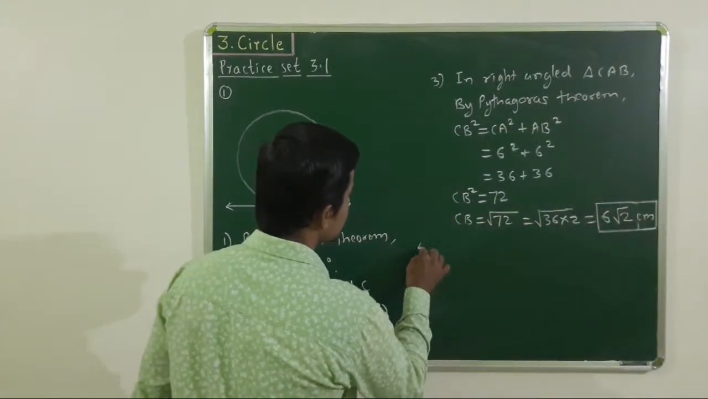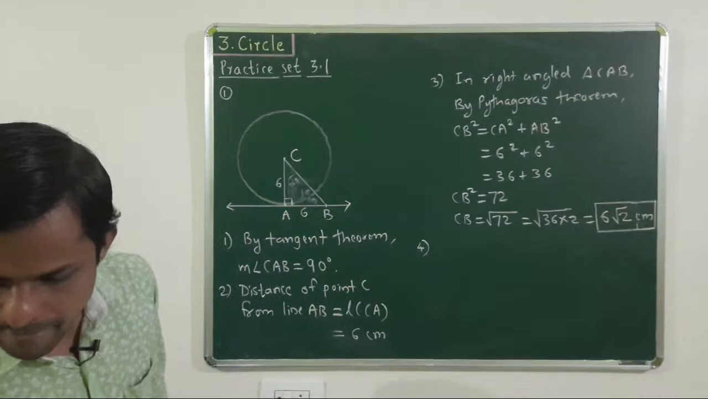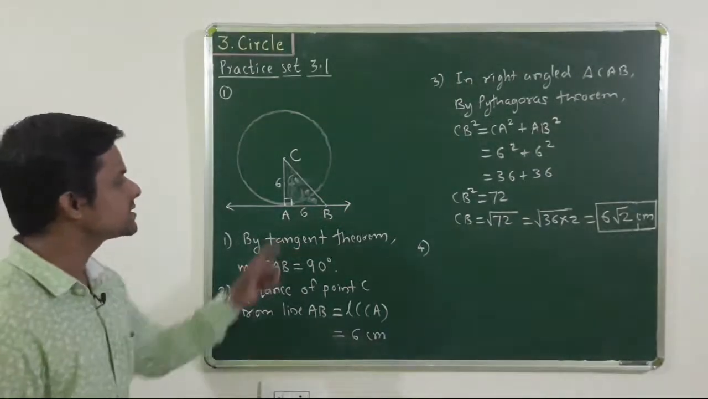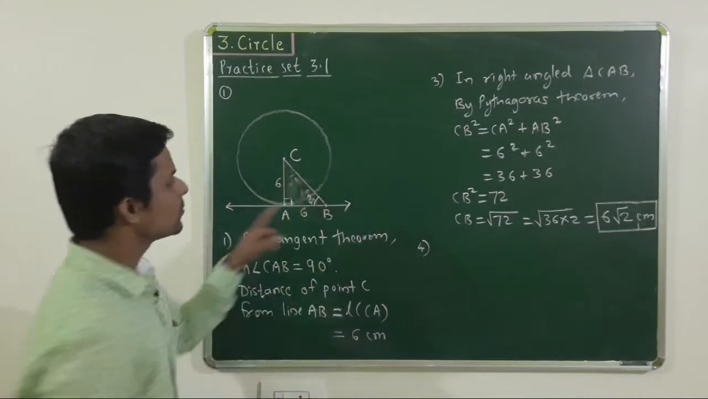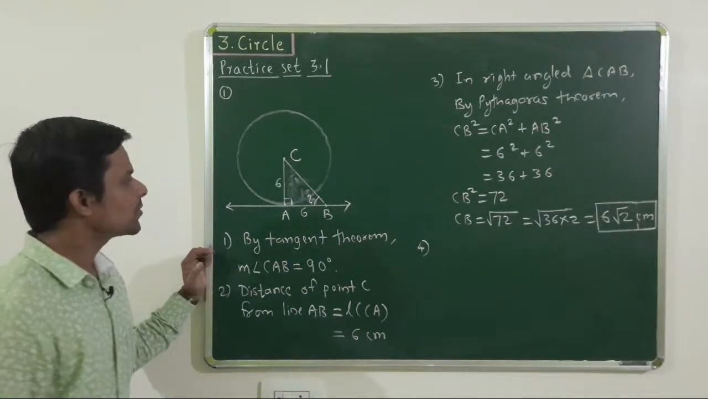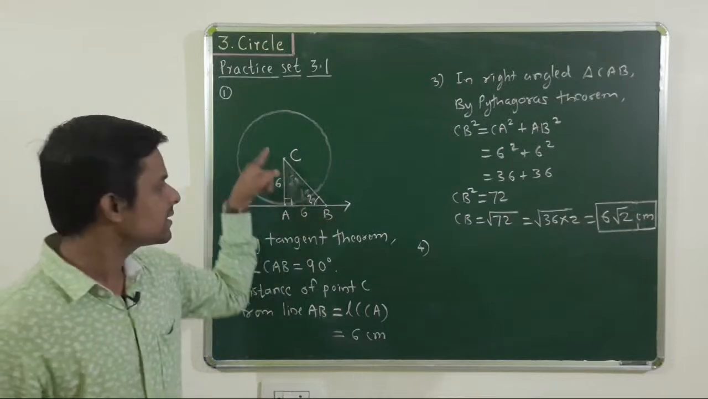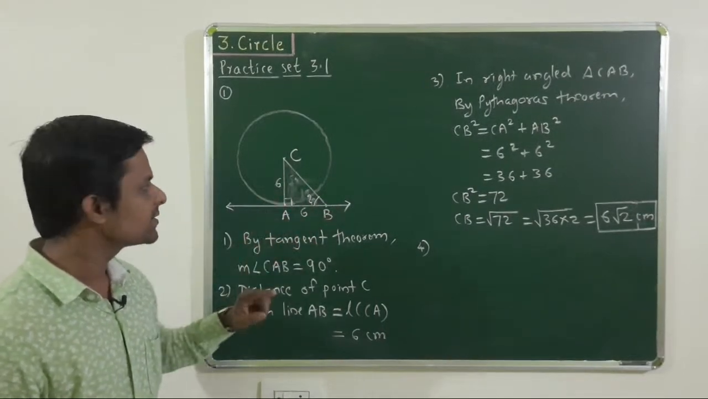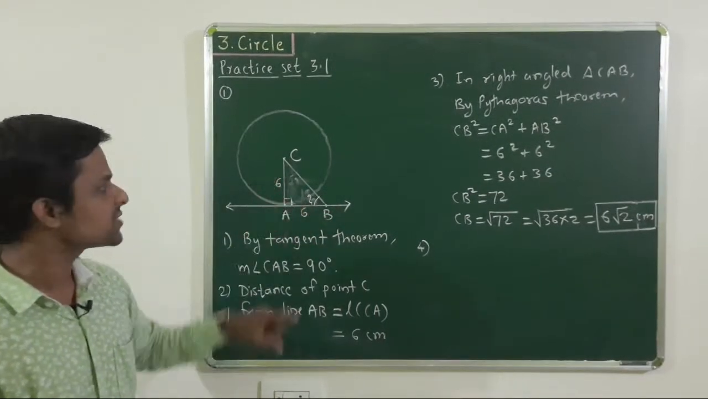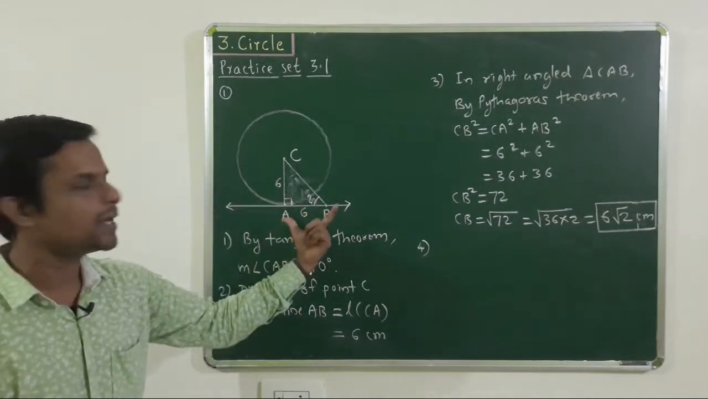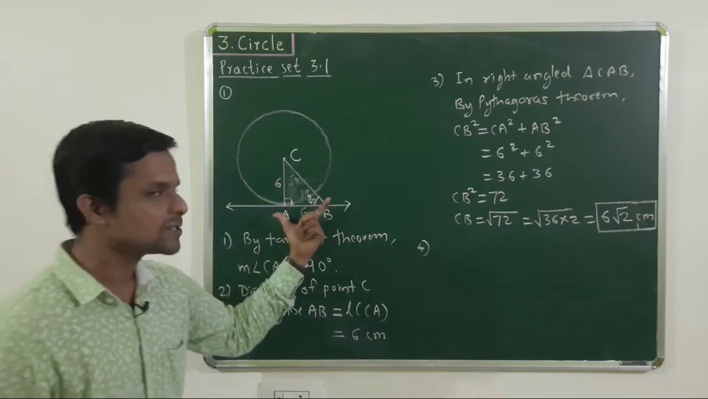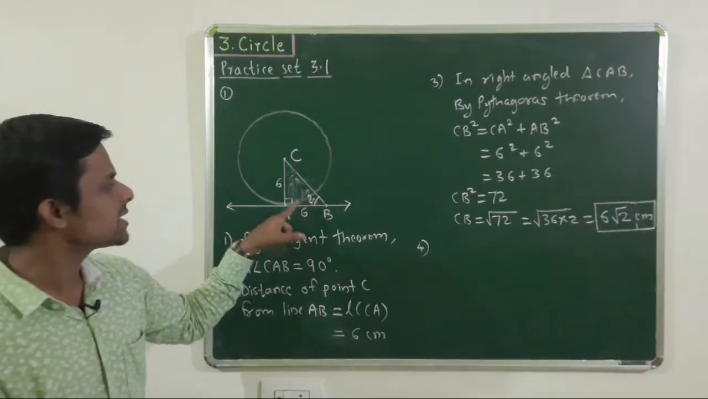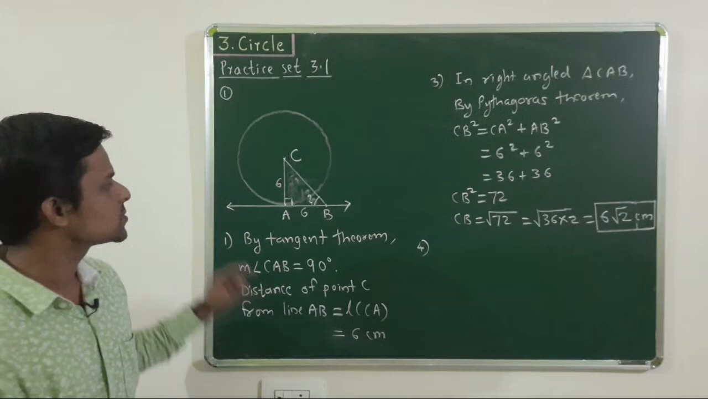Now the last question is, what is the measure of angle ABC? What is the measure of this angle? For that, observe this triangle ABC again, which is a right angle triangle. Also it is an isosceles triangle, since AC is congruent to AB. AC is given as 6, AB is also given as 6. Therefore it is an isosceles triangle also.